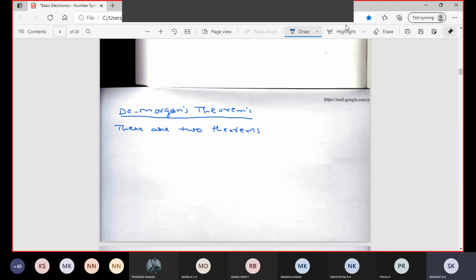First one is x plus y whole bar is equal to x bar dot y bar. Okay, the second one is x dot y whole bar is equal to x bar plus y bar. Right.